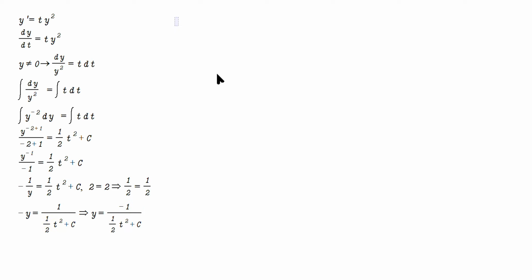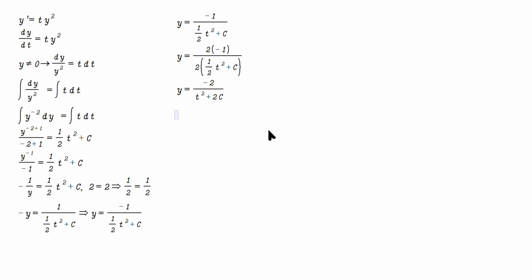Lastly, in the bottom there, we have that fraction, so we don't want that. You have y equal to this expression right here. We don't want the 1/2 in the bottom, so just multiply it by 2 over 2, because that's 1. So you're going to have y is equal to 2 times negative 1 over 2 times 1/2 t squared plus c. Because 2 over 2 is 1, you're allowed to do that. And then y is equal to negative 2 over t squared plus 2c.